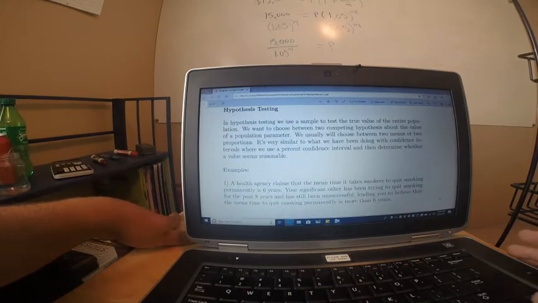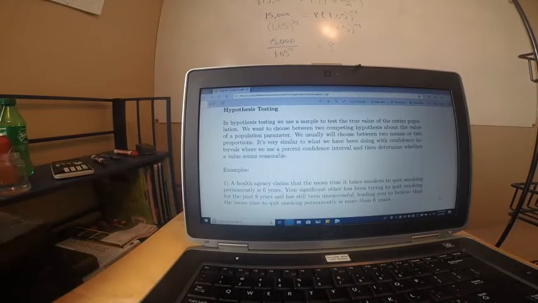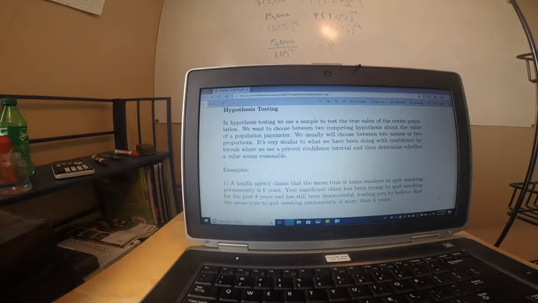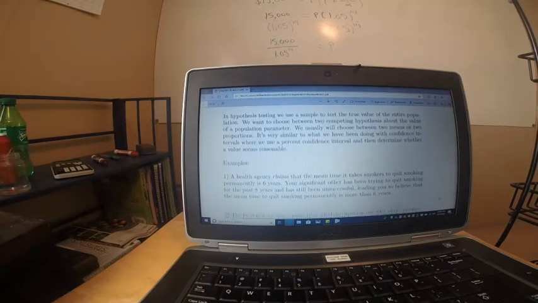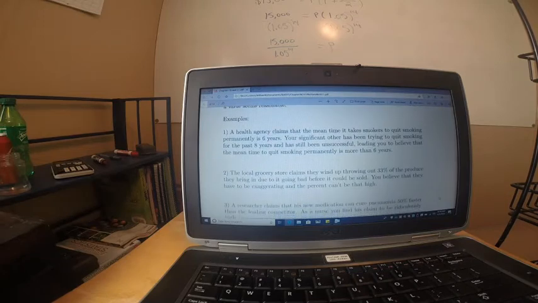So in hypothesis testing, we use a sample to test the true value of the entire population. We want to choose between two competing hypotheses about the value of the population parameter. We usually will choose between two means or two proportions. It's very similar to what we've been doing with confidence intervals, where we choose a % confidence interval, then determine what value seems reasonable. So I've got some examples listed here.